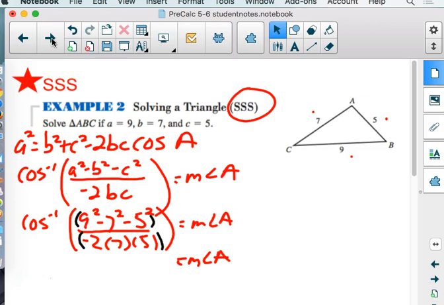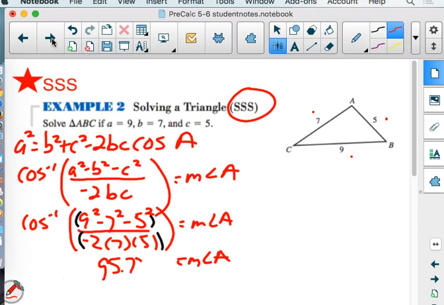So I've got an extra set of parentheses just in case, to make sure that the calculator takes everything in the numerator and divides it by everything in the denominator. There it is. 95.739 degrees. So we stop and think. Are we probably going to need that later?